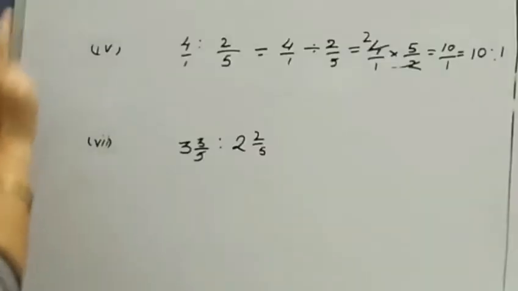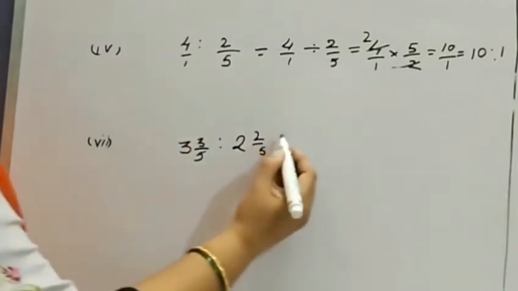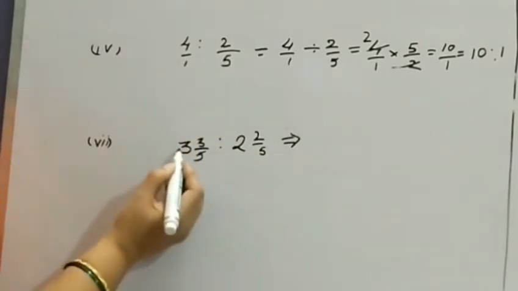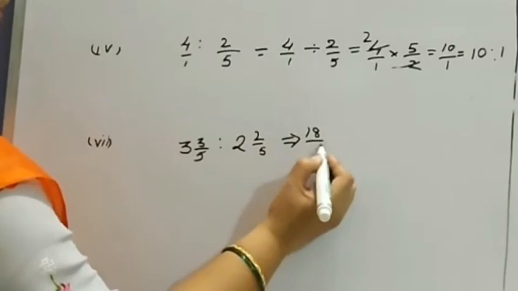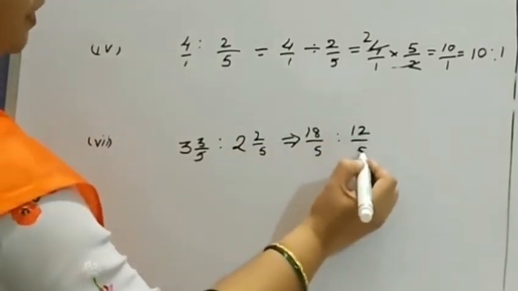Look at the second question, 7th part. The two terms are mixed numbers. First convert them into improper fractions. 3 5s are 15 plus 3, 18/5. 2 5s are 10 plus 2, 12/5.